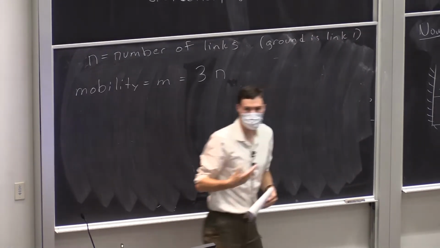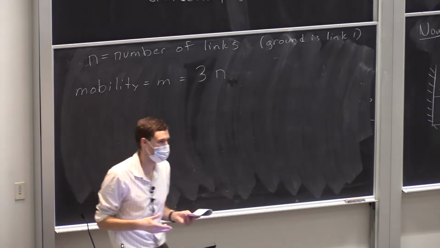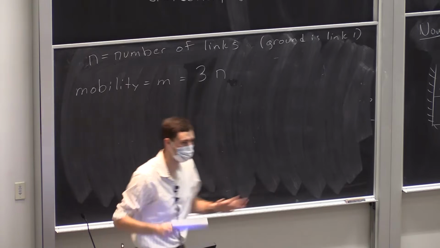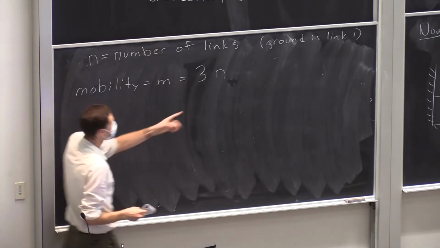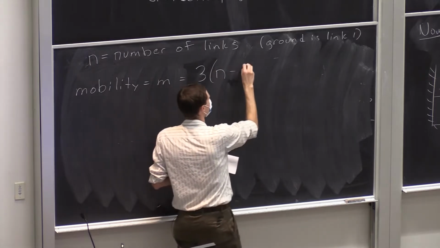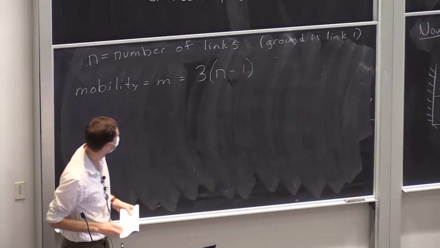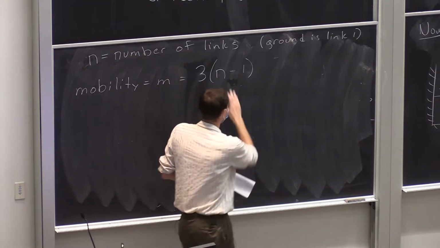So if you count the ground as link 1, the ground is fixed already, right? The ground has mobility 0. It's not moving at all. It's totally constrained. So if we've counted the ground as link number 1, we need to subtract that out. So let's do just n minus the ground, n minus 1. Okay, so that's how it would start.